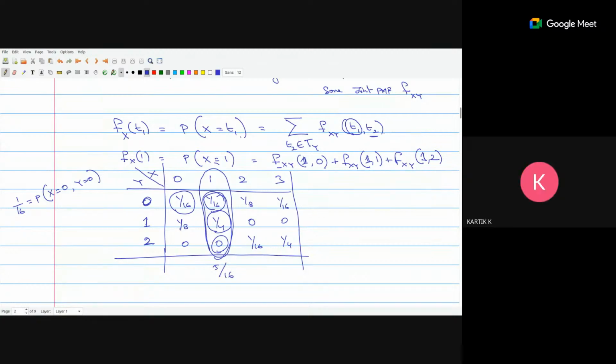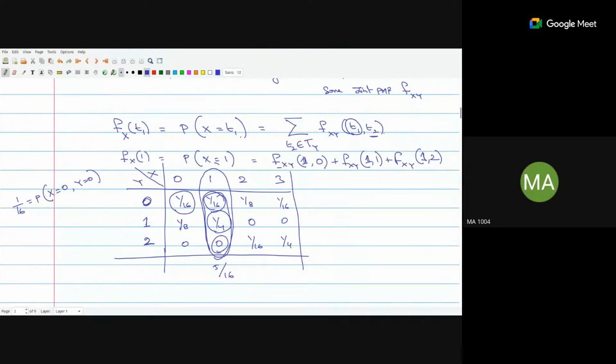Sir, can I ask a doubt here? Yeah. The reason why we get the marginal PMF, is it because when we fix x equal to 1, the probabilities for the rest of the values of y add up to 1, and we are only left with x equal to 1? Something like that.